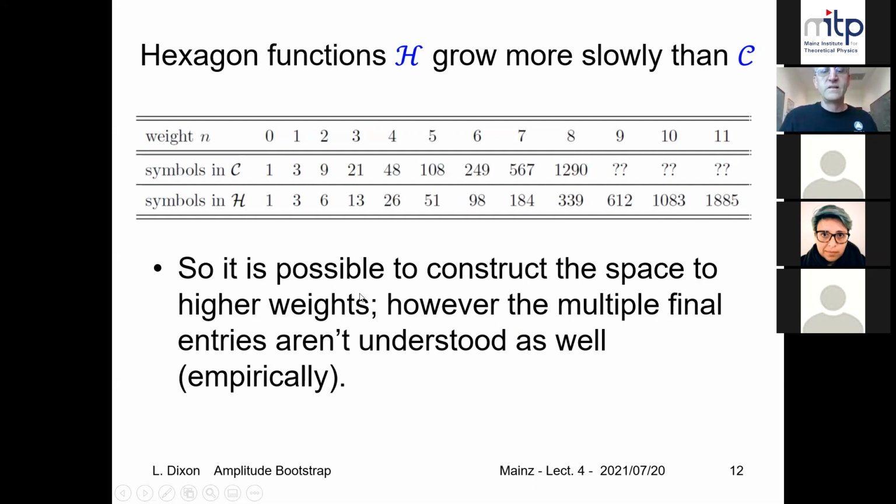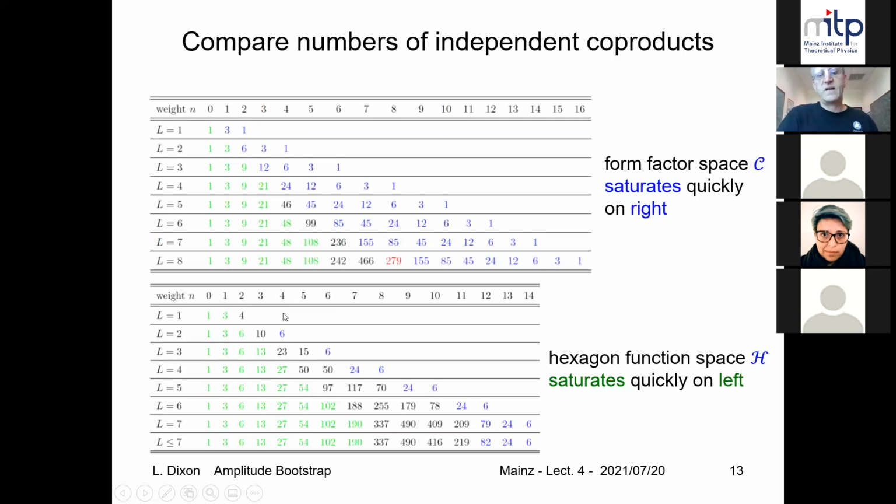On the other hand, the multiple final entry conditions aren't really understood as well. And when I say understood, I mean empirically. To illustrate that, I want to show the same table I showed in the last lecture for the form factor space, which we now have the numbers through 8 loops, and a similar table for the hexagon function space. Now, the hexagon function space table is slightly different. You'll notice that it starts with 6 each time, except for 2 loops.